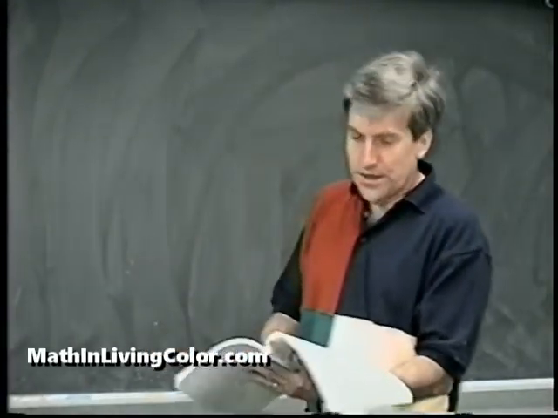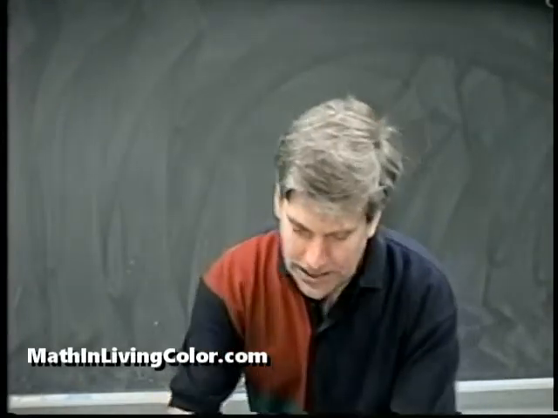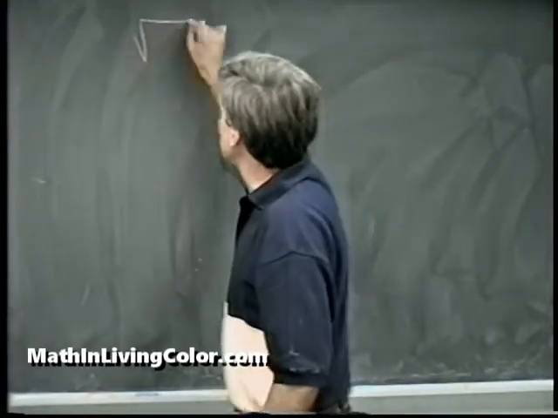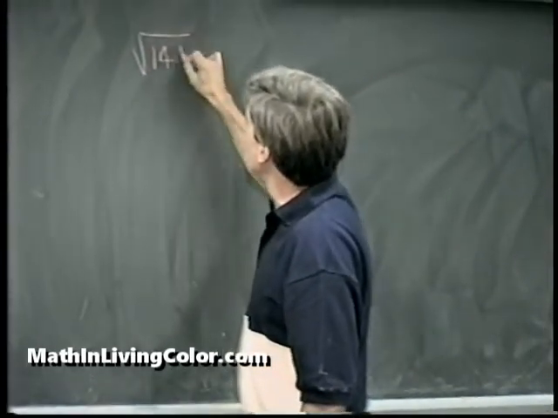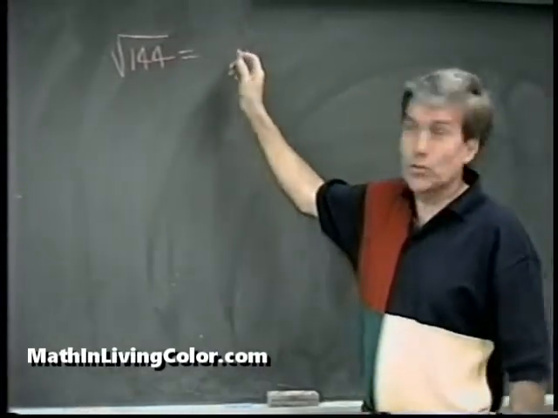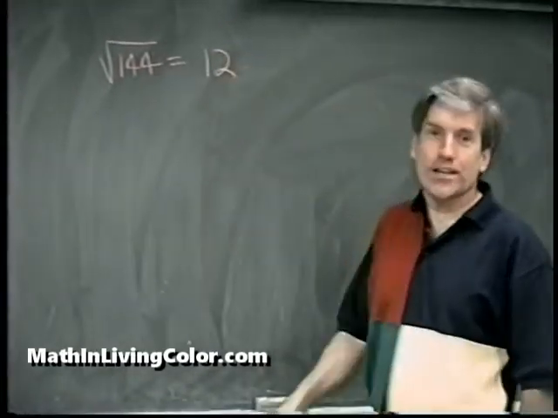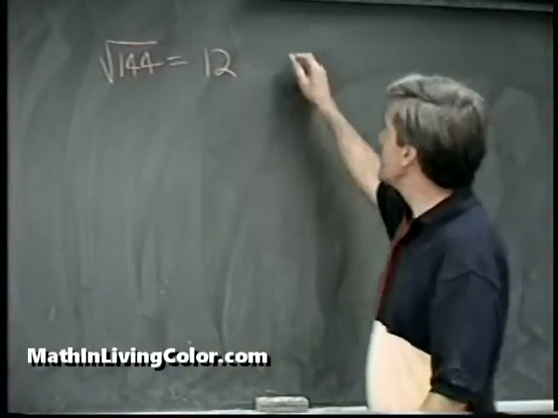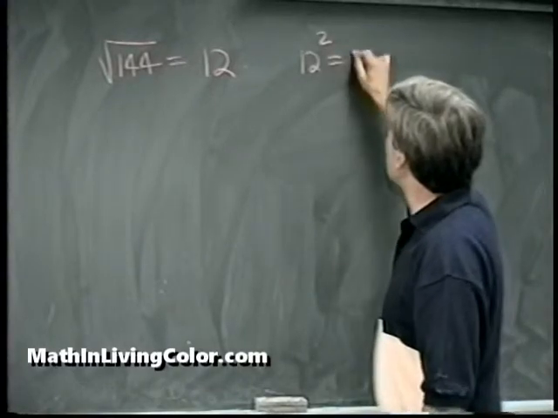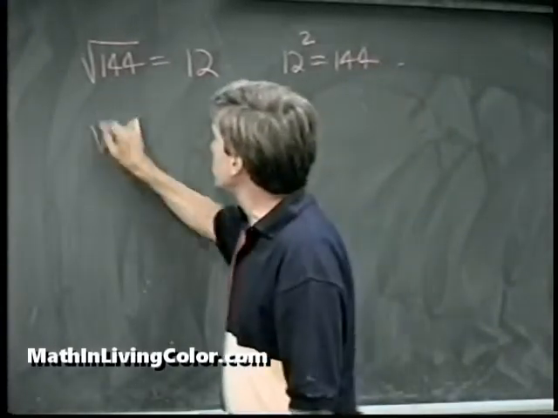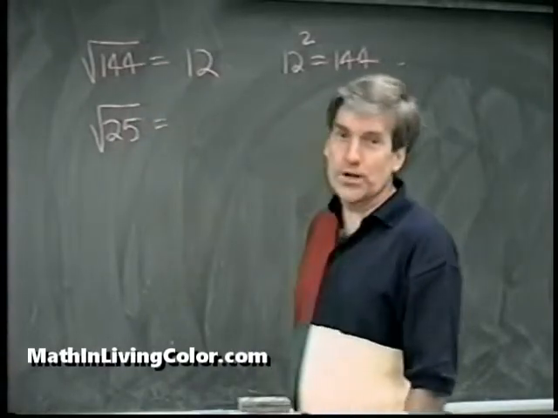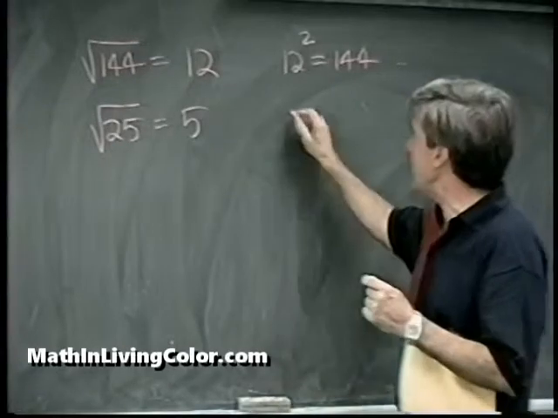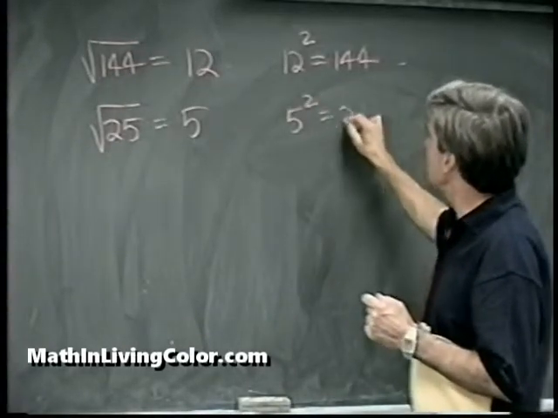Now, to begin with radicals, I think everyone in intermediate algebra realizes that the square root of 144 is what? 12? Now, how would you know that if you didn't already know it? How would you know to check that answer? Because 12 squared is 144. Or if you had the square root of 25, the square root of 25 would be 5.